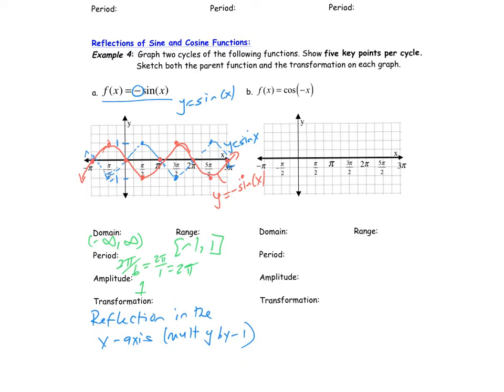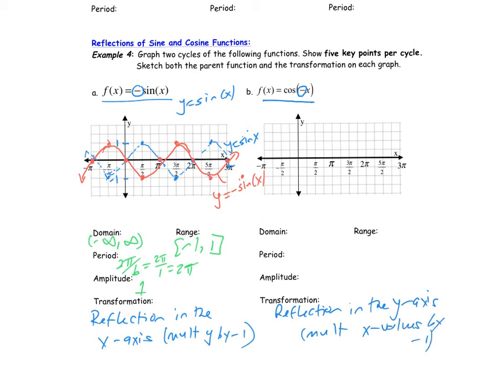We're going to go over to number 4b, and we're going to graph f of x equals cosine of negative x. So the transformation is caused by this multiplication of x by negative 1. When we multiply by negative 1 inside the function, that's going to affect x. So this transformation is a reflection in the y-axis, because we're multiplying x values by negative 1.